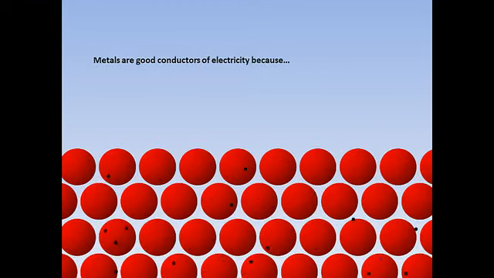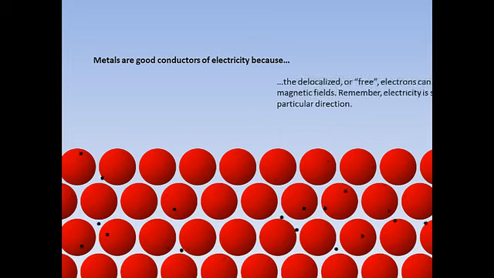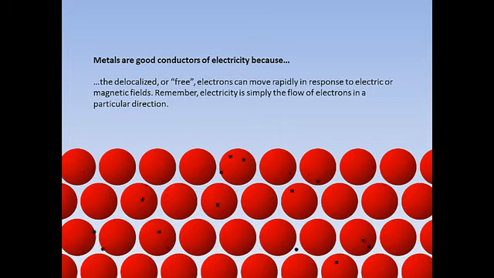Metals are good conductors of electricity because the delocalized or free electrons can move rapidly in response to electric or magnetic fields. Remember, electricity is simply the flow of electrons in a particular direction. Right now, the electrons are moving as they normally would in a metal, freely and randomly.